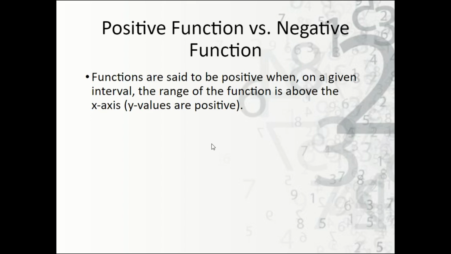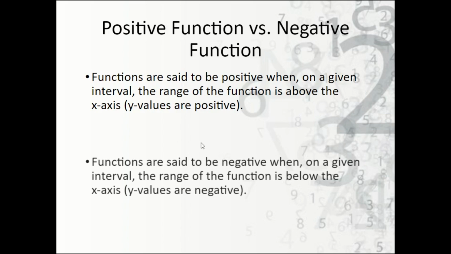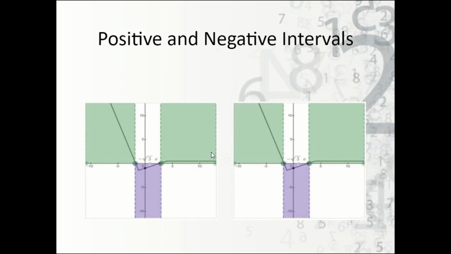So functions are said to be positive on a given interval when the range of the function, or the y values, is above the x-axis. So when the graph is showing above the x-axis, that's where the function is positive. Now they're negative on a given interval when the range is below the x-axis. So what does this look like?